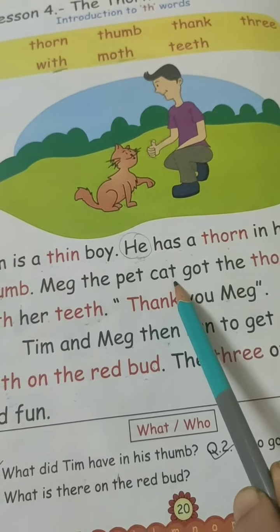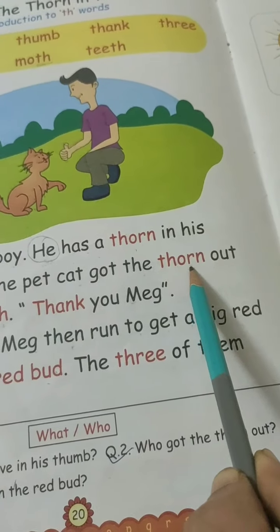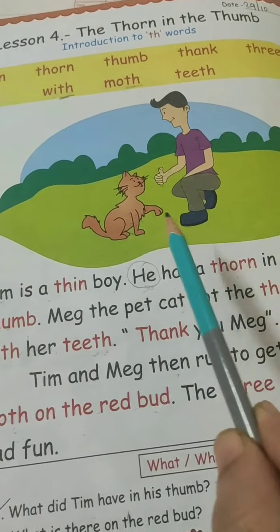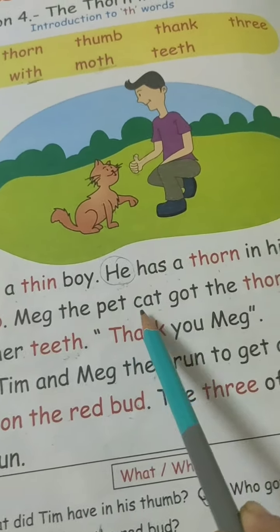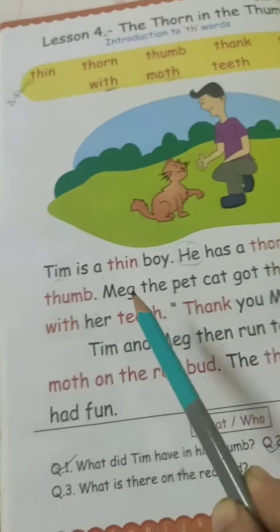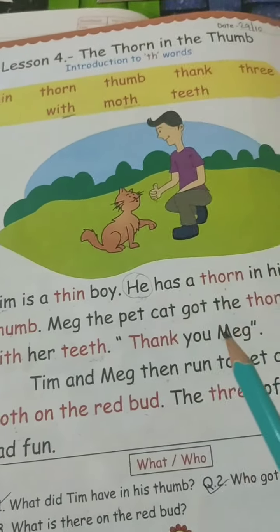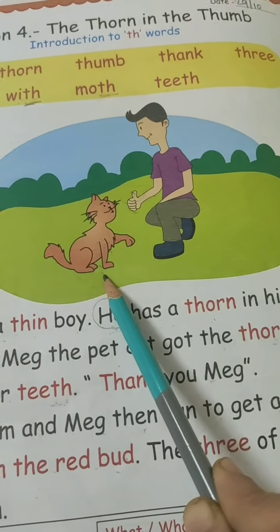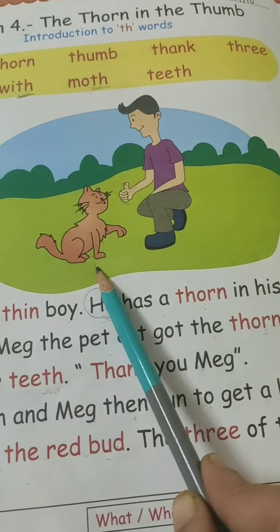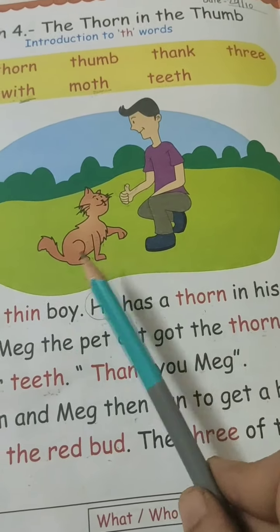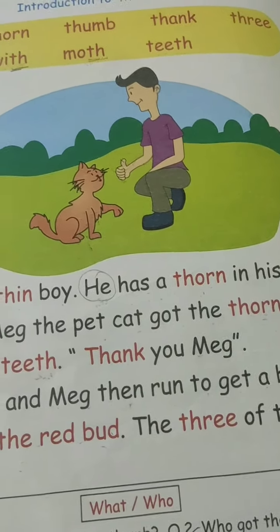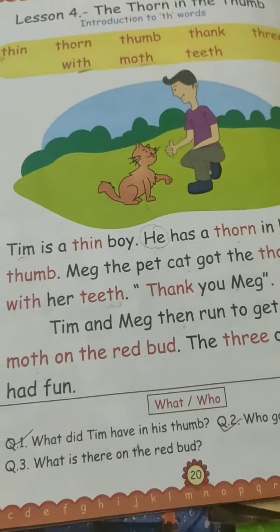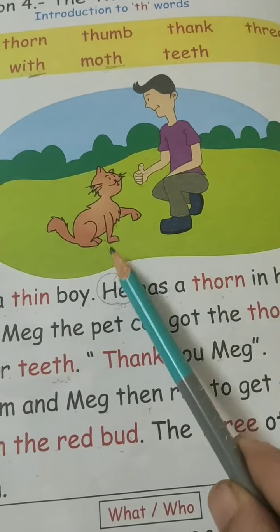Meg, the pet cat, got the thorn out with her teeth. Who helped Tim? Meg, the pet cat, got the thorn out with her teeth. Okay, thank you Meg. Tim said thank you to Meg. See, sometimes if anyone helps us, in return we say thank you to them. Thank you is a magic word, right? So thank you Meg. Tim said thank you to Meg.